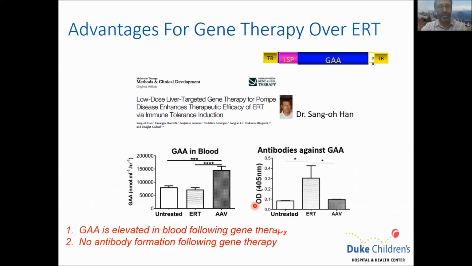This shows those features. So we did a head-to-head comparison of ERT with AAV, and the GAA was continuously elevated in blood for the gene therapy. The liver's making it all the time. It's like a continuous ERT in terms of its benefits. And then there was a prevention of antibodies against GAA that the mice do form in the face of ERT.